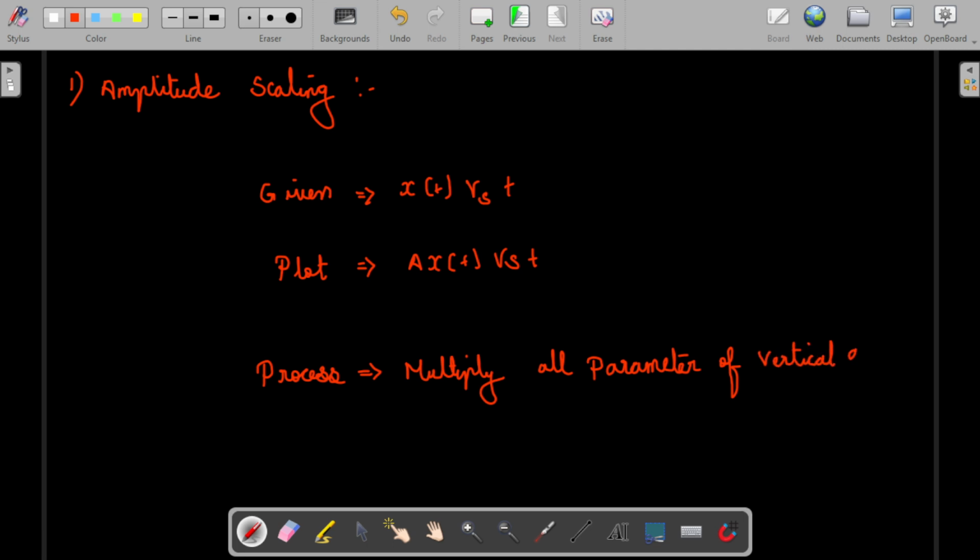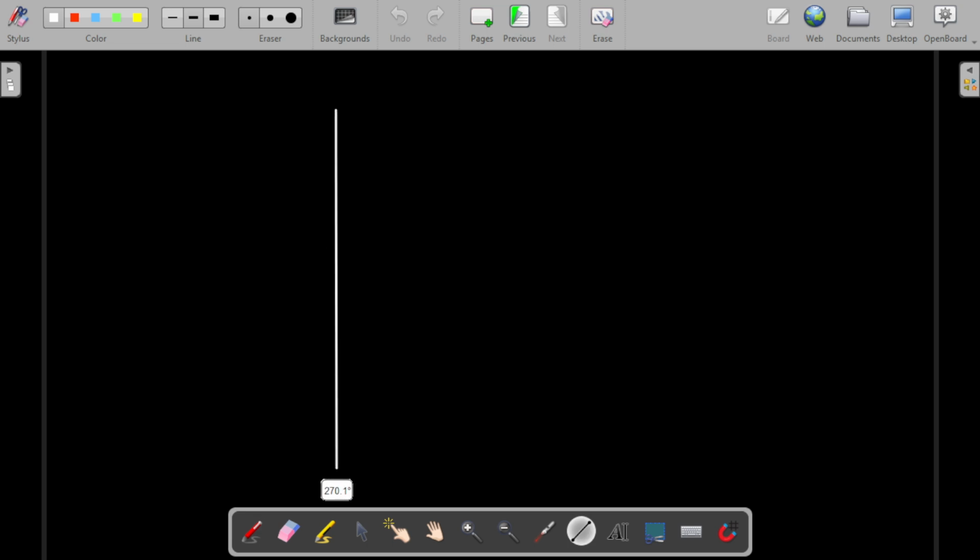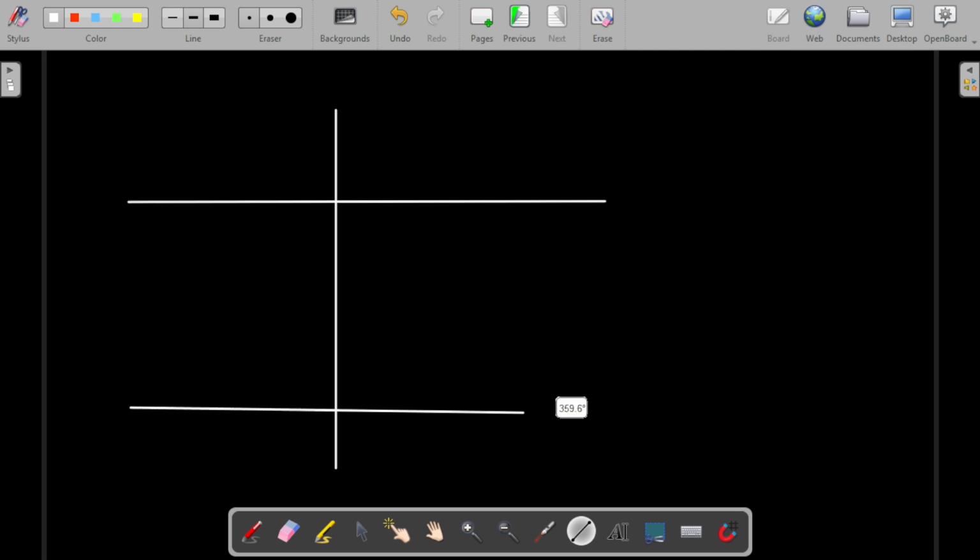So the important thing is the vertical axis, the y-axis. Only the dependent operation will be done by a. So a may be any number, maybe less than 0 or greater than 0, that is a constant value. Here let's take an example. I am going to draw a triangle signal. This will be the actual signal, and this will be the scaled version, amplitude scaling by the factor of a.